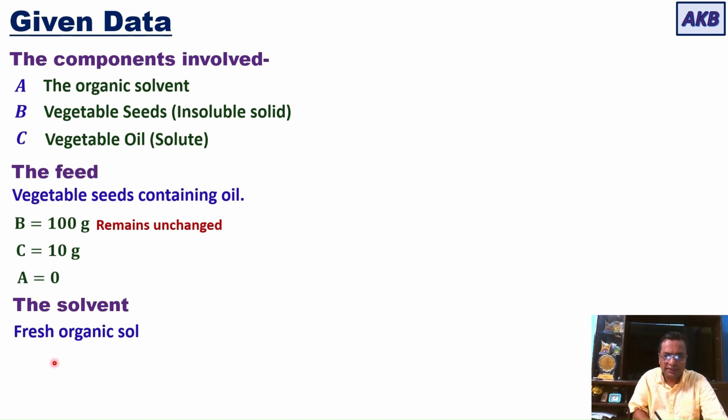The solvent is fresh organic solvent. That means it contains A, and the amount of A in it is 200 gram. B is 0. The fresh organic solvent is not containing any solid in it. So B is 0. And even C is 0.